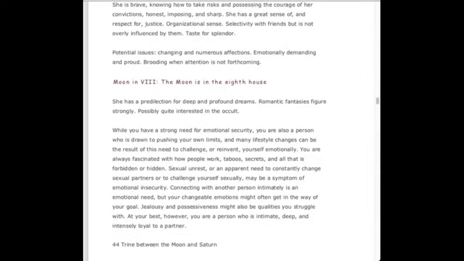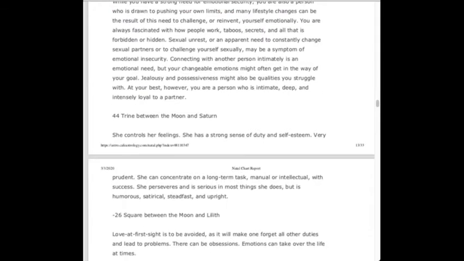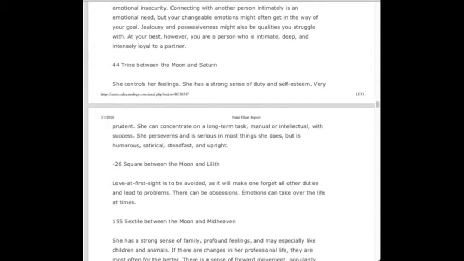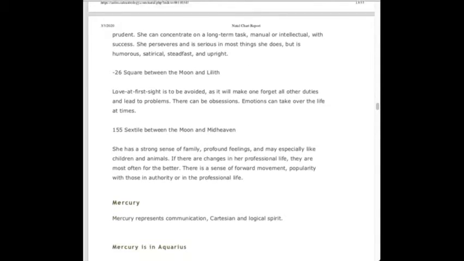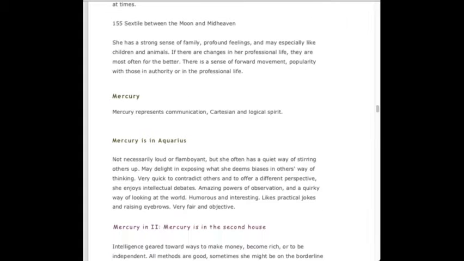I'm going to go right to the house descriptions in order because they get into all this other stuff. Trine, sextiles, Mercury in Aquarius. Okay. Not necessarily loud or flamboyant, but a quiet way of stirring others up, maybe even exposing what she deems biases and other ways of thinking, very quick to contradict others and to offer a different perspective.